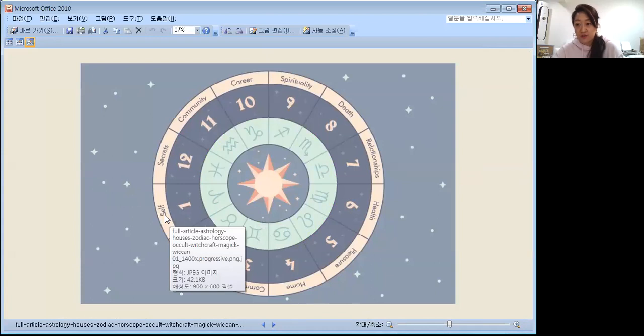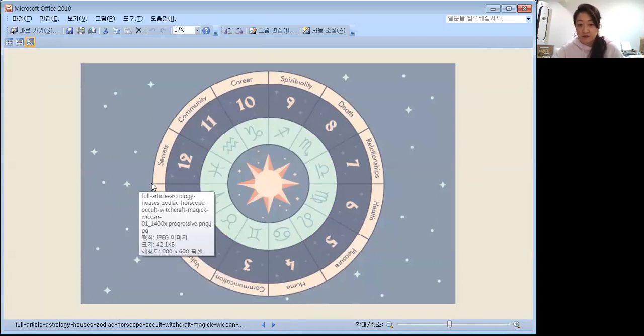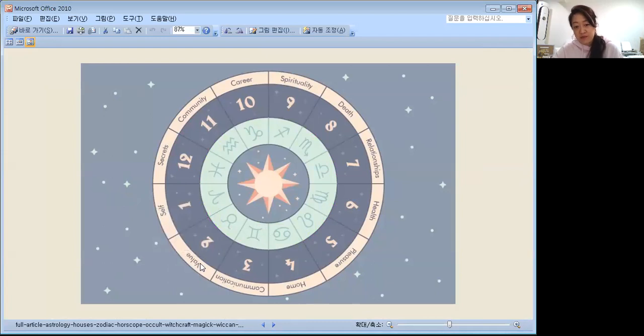How you appear to other people, your outward appearance. This is your rising sign here. And then we have the second house. This is what you value, your early family history, money, savings, family business. It has to do with your throat, your mouth.